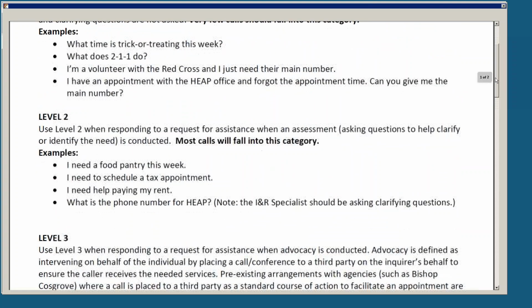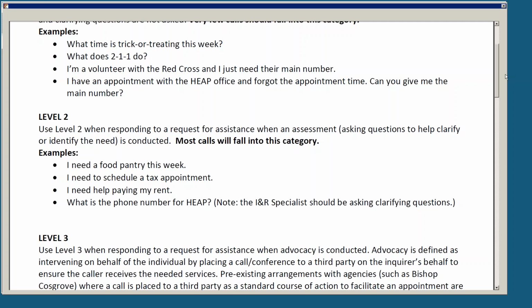For level 2s, you're going to use a level 2 when you're responding to a request for assistance when an assessment is conducted. And what we mean by assessment is you're asking some questions to help clarify or identify the need. Most of your calls are going to fall into this category.